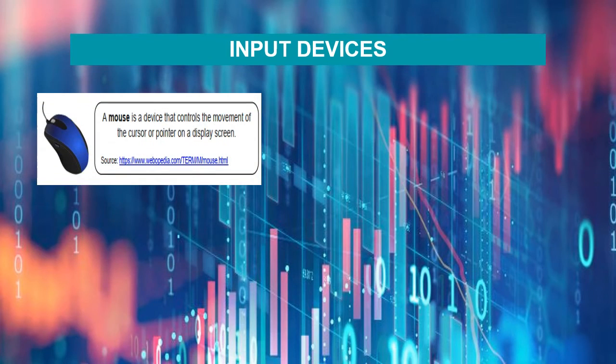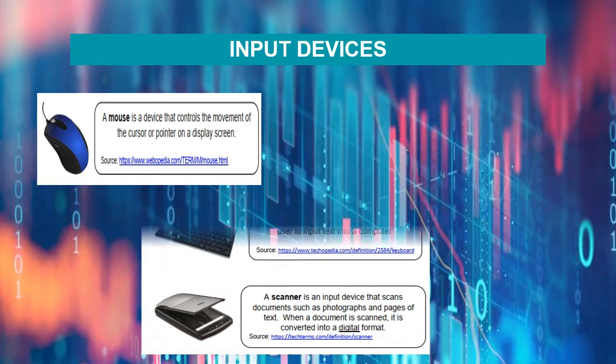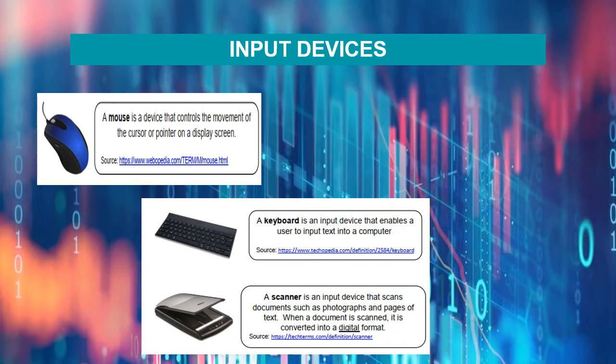For input devices, we have a mouse. It is a device that controls the movement of the cursor or pointer on a display screen. We also have keyboard. It enables a user to input text into a computer. Scanner is also an input device that scans documents such as photographs and pages of a text.